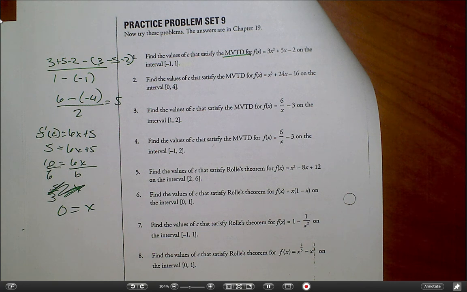Okay? Alright, good. I'm glad you guys were able to fix me on that one. So we did a mean value theorem for derivative. Let's try a Rolle's theorem. Did you guys get to any Rolle's? Let's try 8. Yeah, let's try 8.